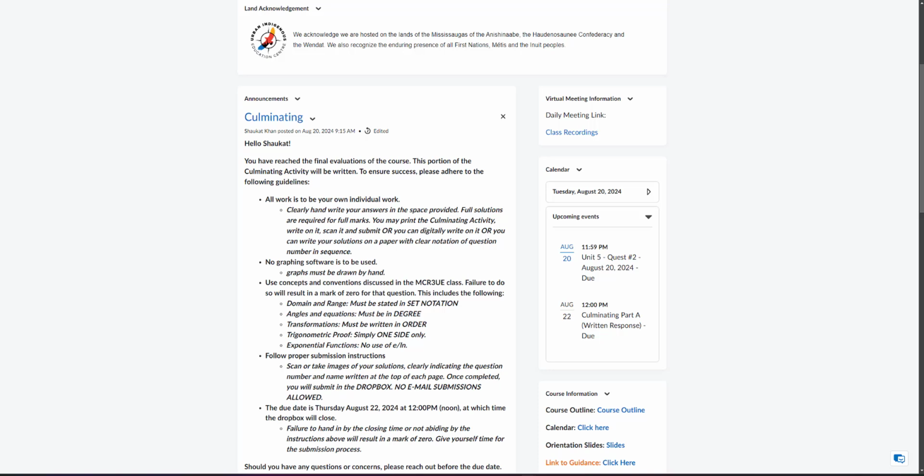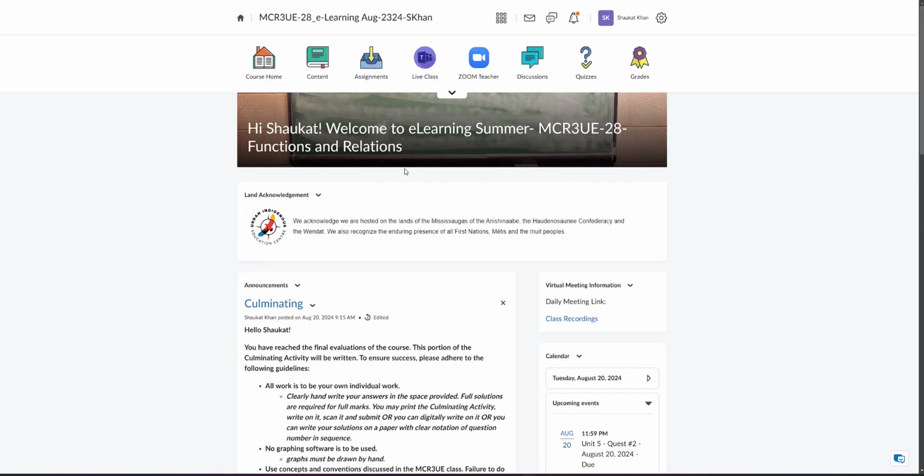Yes, so your term mark is the one that's going to be shown if you click on grades. I'm not going to click on grades because it's going to show everyone's marks, but if you click on grades, it's the mark shown, yes. But it's not updated yet because I still need to input the quest, which is due tonight. So once you finish, that mark will be inputted tomorrow because it's due at 11:59 p.m.